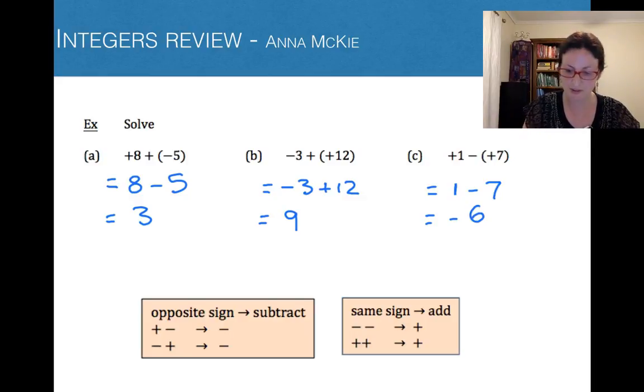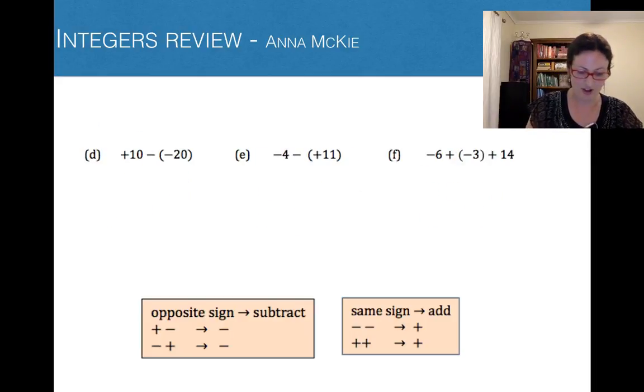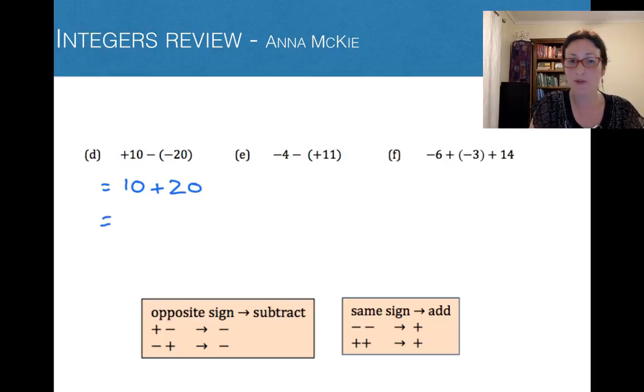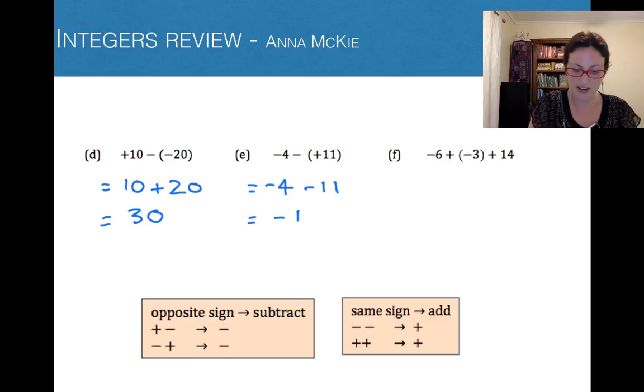Moving on to a few more examples. So tidying up first, where you see the double signs. Whenever you see a positive number, we don't have to write the positive symbol. So we're going to have 10, take -20, which would be add 20. The answer for that would be 30. Next question. -4, take +11. So we should write -4, take 11. And working that out, we would get -15.